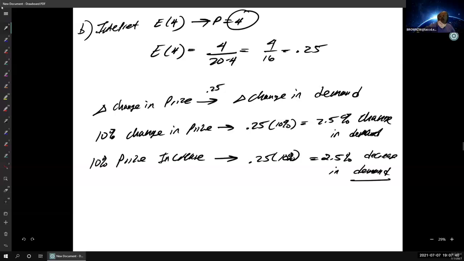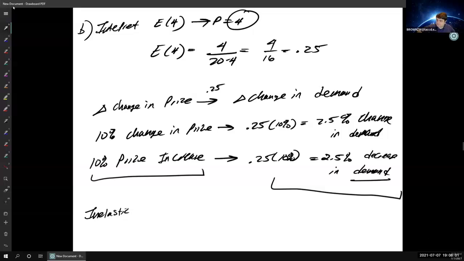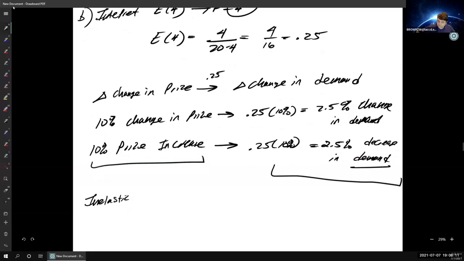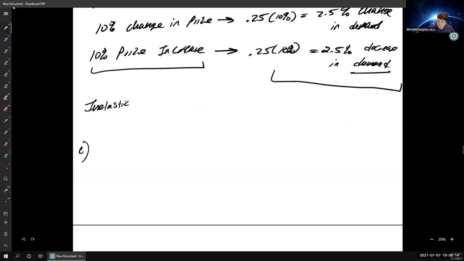So technically speaking, what we have here is, once again, a change in price led to a smaller relative change in demand. So this would be an example of inelastic. At this price, my good is inelastic. A change in price led to a smaller change in demand. Okay, let's do one more. Let's look at E of 16.